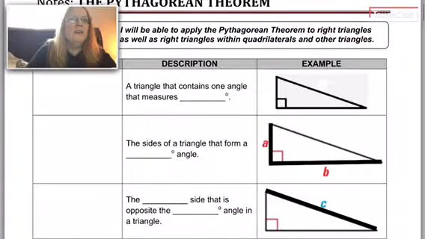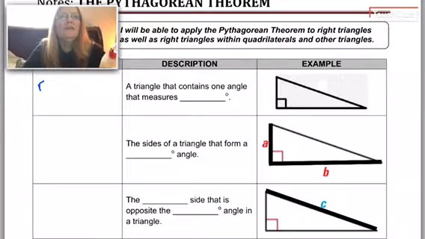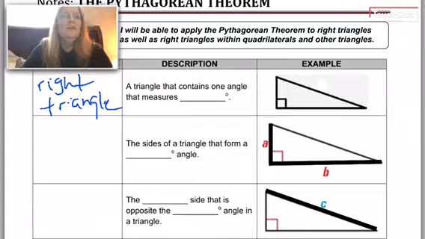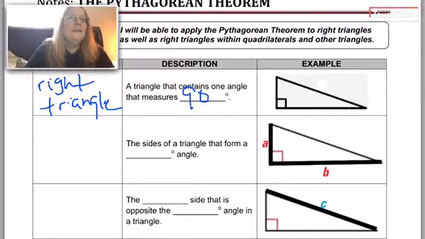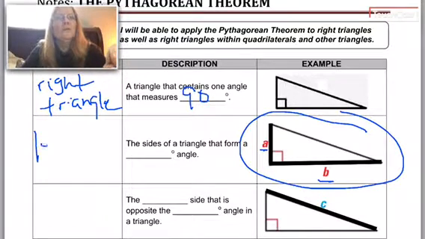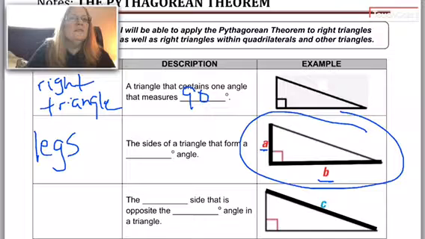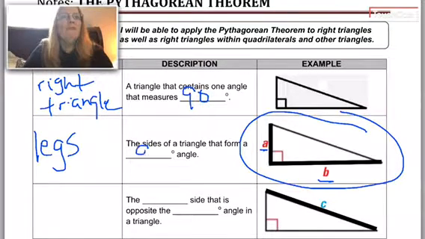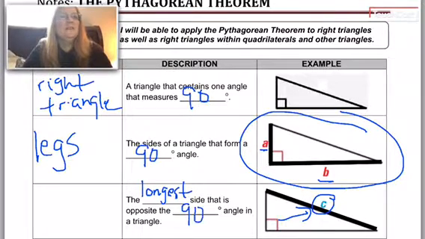So here's some definitions. The first term here is just a right triangle. Familiar with those? A right triangle is a triangle that has one angle that measures 90 degrees. And then in this picture here, we see a right triangle that has a label of A and B on two sides of the triangle. Those are called the legs of the triangle. The legs of a right triangle are the sides of the triangle that form the 90-degree angle. And then C is the longest side of the triangle, and it is opposite the 90-degree angle, and that is called the hypotenuse.